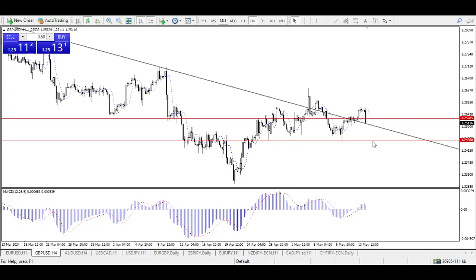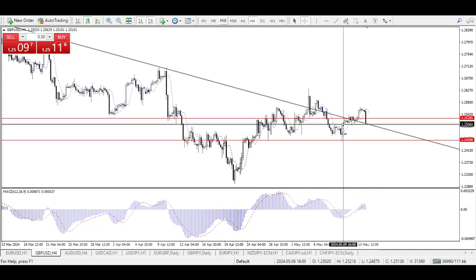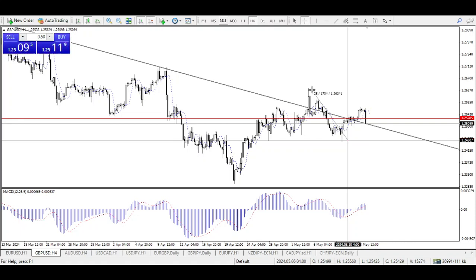its total target. What is the total target of a head and shoulder? It's equal to the distance between the neckline and the head. So now if I measure the distance from this point to this point, this is 182.4 pips to the upside. Similarly, the target will be 182.4 pips to the downside.